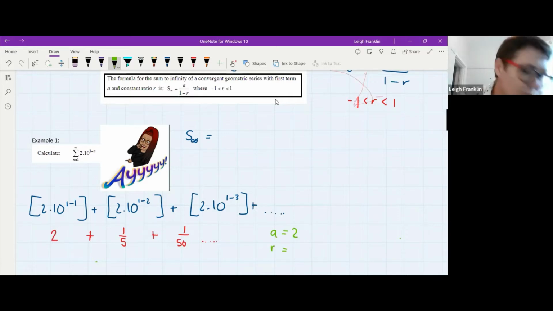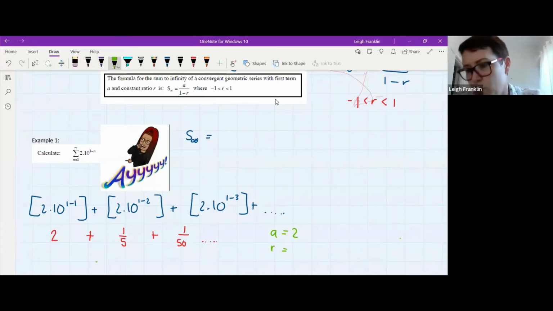Okay, so when you want to work out the value of R, you've got to take the third term and divide it by the second term, or you take the second term and divide it by the first term. On your calculators, you can go 1 over 50 divided by 1 over 5, and we should get exactly the same answer if we go 1 over 5 divided by 2. What do we end up with, Matrix? 1 over 10.